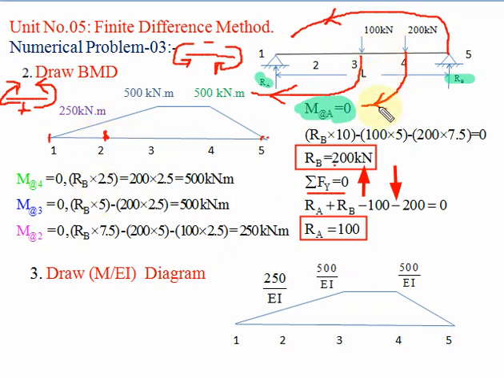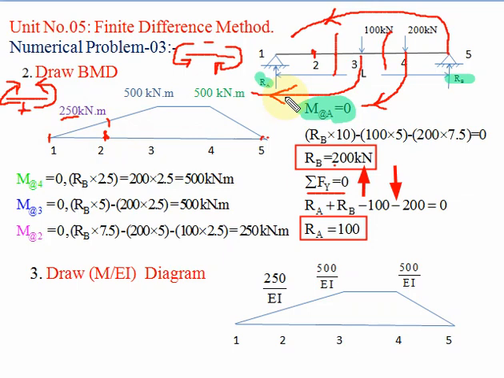Here we'll take the section. What are the forces on the left hand side? Here Ra is there. What is the value of Ra? Ra is 100. We are taking the section at 2. On the left hand side, the force is Ra into 2.5. So 100 into 2.5, the value is 250 at node 2.